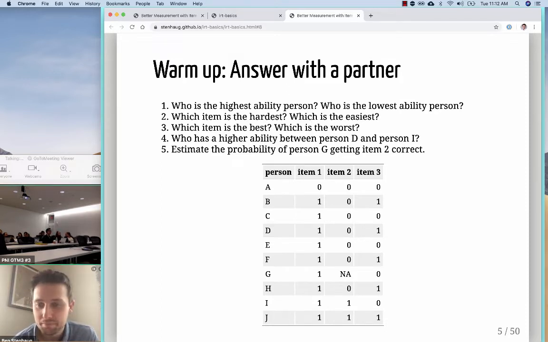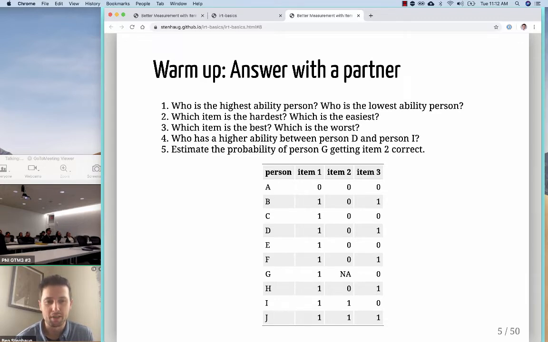Okay. So I think person I is probably doing better than person D because person I got the really hard item correct. Item 2 looks really hard. They got it right. Person D got item 2 wrong. Like, we like item 2. Why did you do worse?